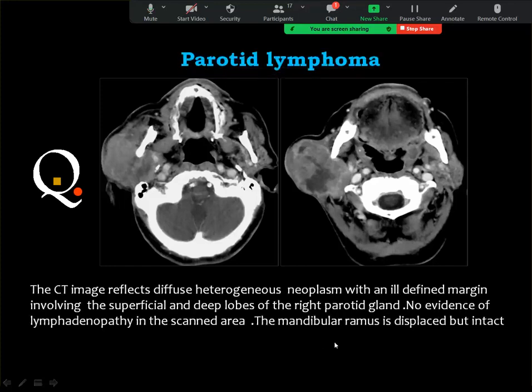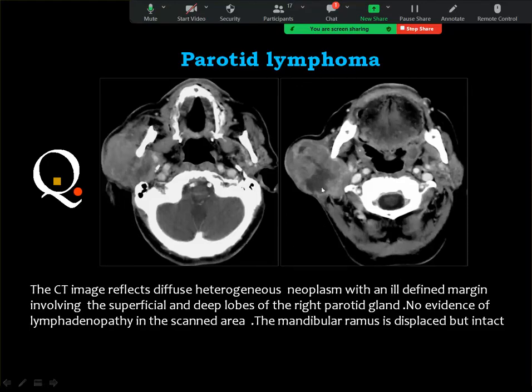Then whenever you are asked about the differential diagnosis, you say lymphoma, and next to it you say metastasis. Then you should diagnose all these lesions as carcinomas until proved otherwise. And the next step is to have a biopsy from this lesion to confirm the diagnosis. And at the biopsy, it happened to be a parotid lymphoma.